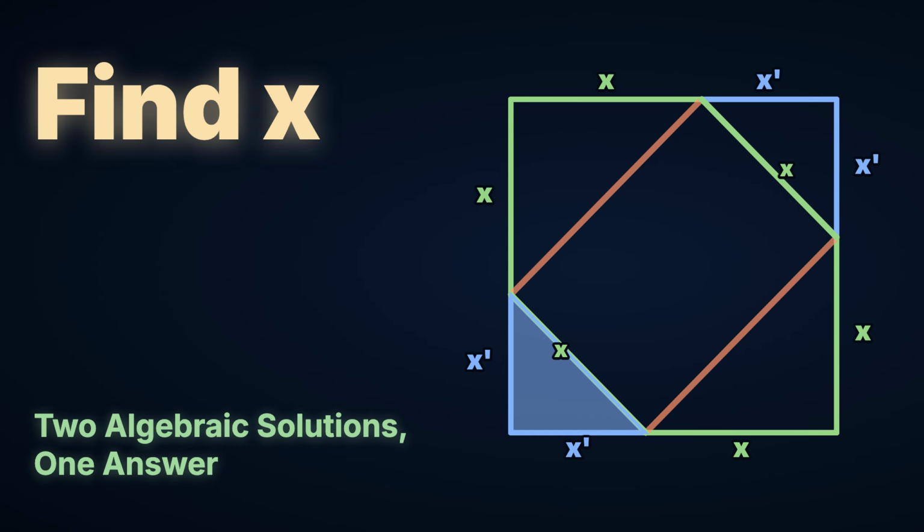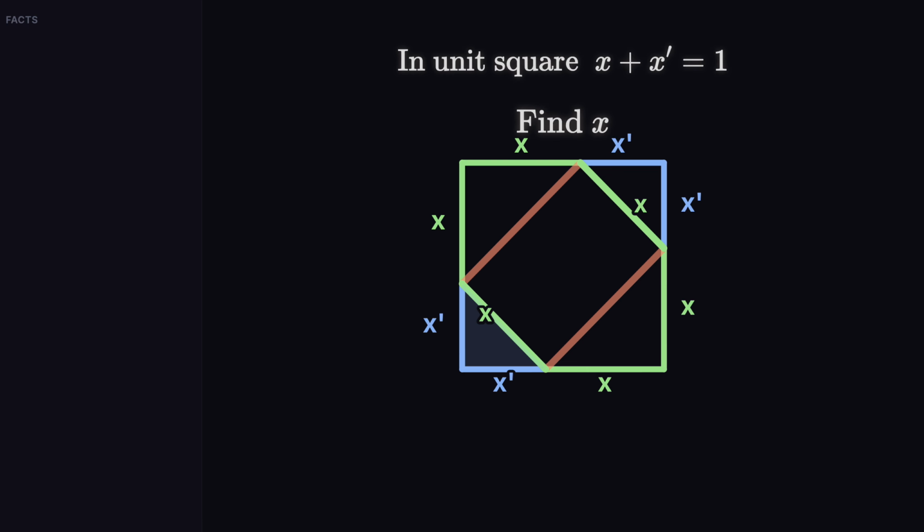Along the bottom side, x plus x prime equals 1, since the full side is 1. The question is, what is x? We already have a beautiful synthetic proof of this problem that uses no algebra at all, just pure geometric construction. If you haven't seen it, the link is in the description. But today, we take a completely different approach. We want to appreciate the power of algebra and analytic geometry.